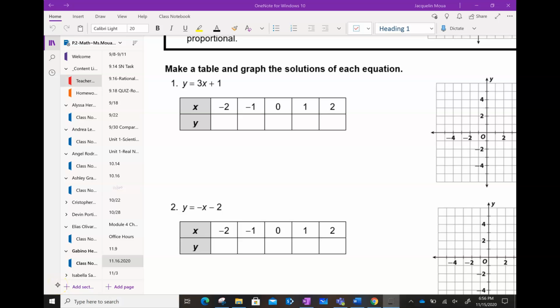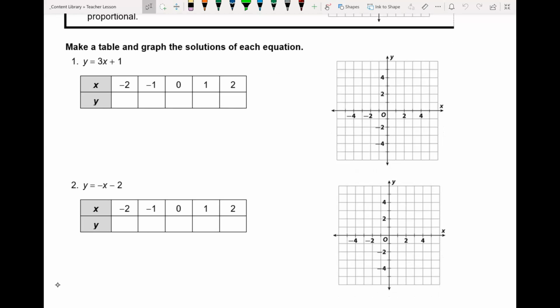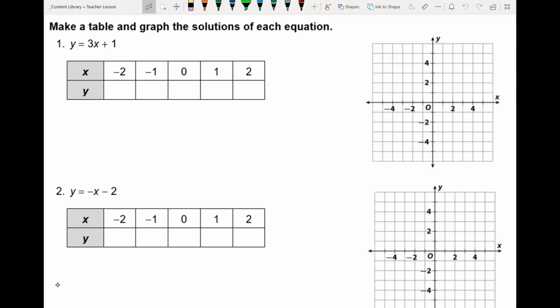Today, you guys are going to be practicing finishing solving your tables and graphing it on a graph. You will be working with non-proportional relationships. You will have something that has a table and a graph, and they'll ask you to make a table and graph the solutions for each equation. For this one, here is our equation: y equals 3x plus 1.